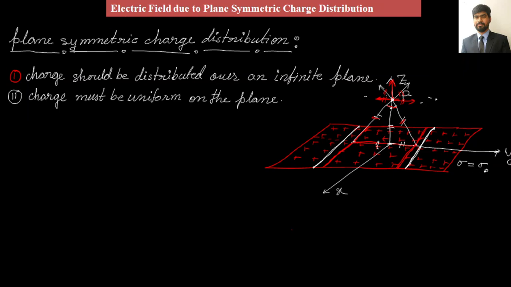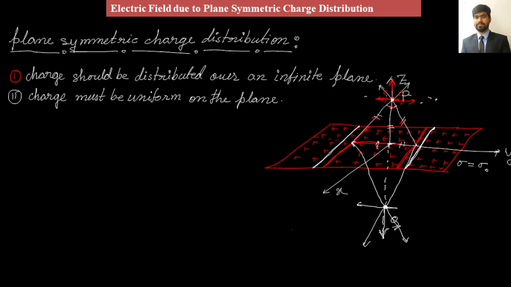In a similar way, if we consider a point on the negative z-axis, let's say point Q, and calculate the electric field because of these two wires, this electric field will be along this direction, and because of this wire, this electric field will be along this direction. Again, their magnitudes will be the same, and if we decompose these two electric fields, one component will be along this direction, and another component along the negative z direction.